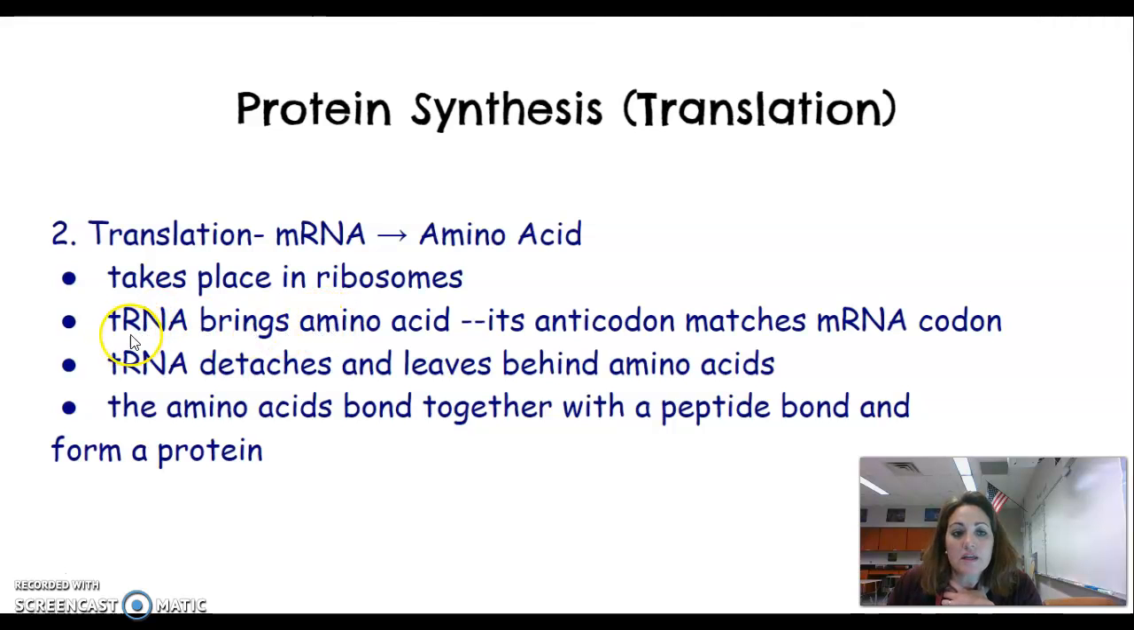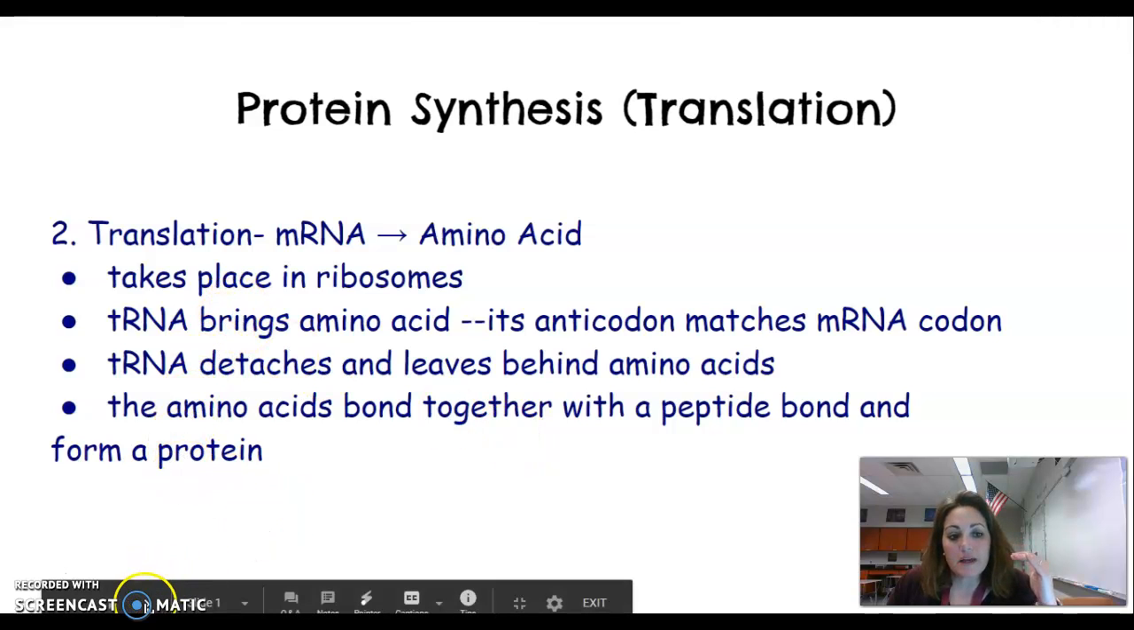It involves tRNA bringing the amino acid. There's an anticodon that matches up with an mRNA codon. The tRNA is going to detach and leave behind the correct amino acid. The next thing that's going to happen is the amino acids are going to bond together with a peptide bond and form a protein. So what I just gave you now is kind of the outline of what's going to take place. So you want to pause and make sure you add this to your notes.